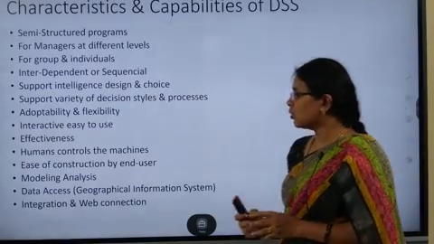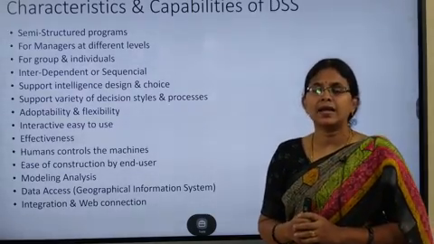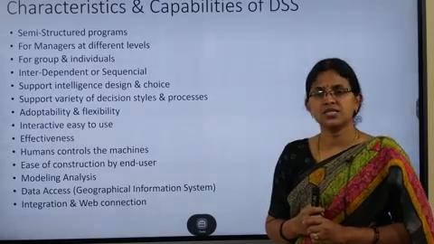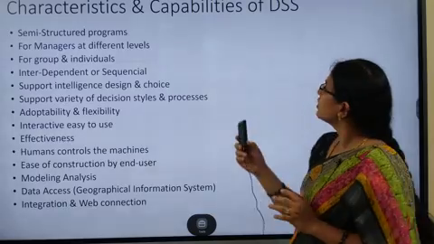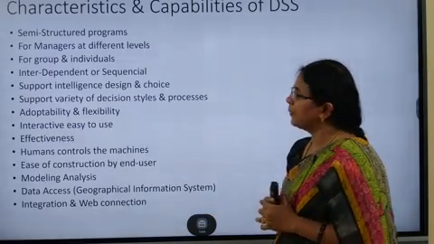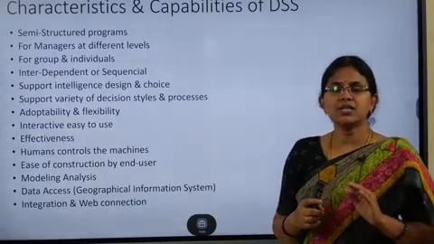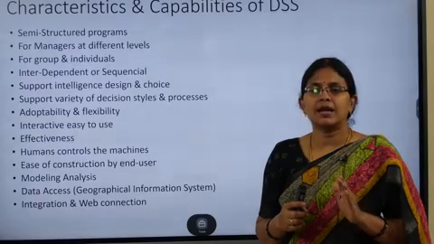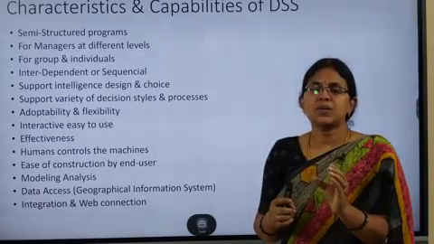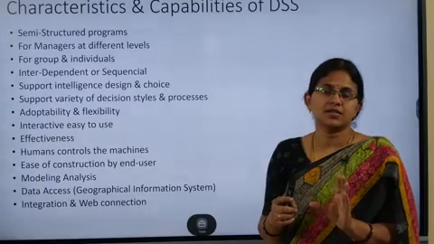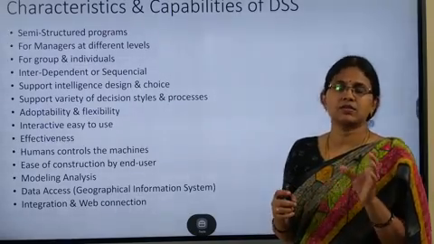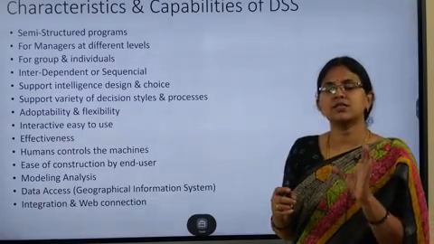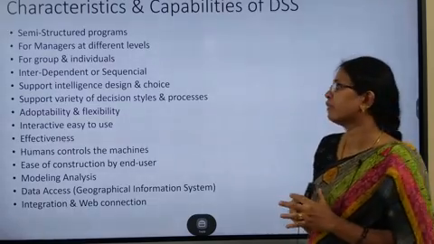Okay, so coming to the characteristics and capabilities of decision support system. First one, semi-structured programs. It means you cannot say that the programs in decision support systems are structured or unstructured. It is a combination of both structured and unstructured, so semi-structured. Some are well defined and some are not well defined.